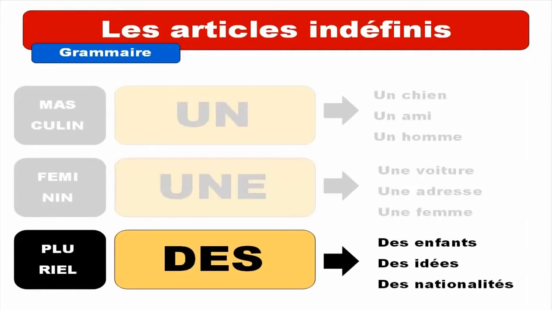Next one. Des idées. Repeat. Des idées. Okay, so final E and final S are not pronounced as well. Des idées. Okay, repeat one more time. Okay, and then the last one, it's des nationalités. Repeat. Des nationalités.